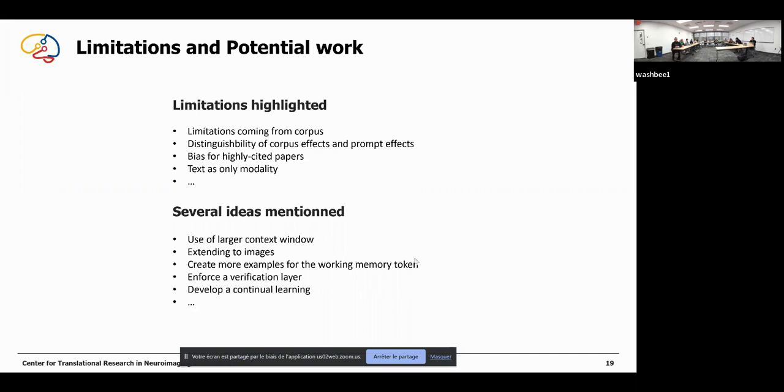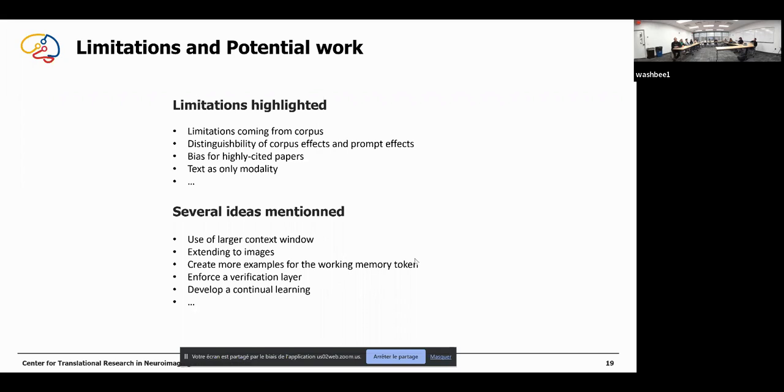The second limitation was about the distinguishability between corpus effects and prompt effects, because they included some prompts in the dataset, so they don't know how to interpret the results and the behavior of the model, whether the knowledge is coming from the corpus or the prompt they added to it.